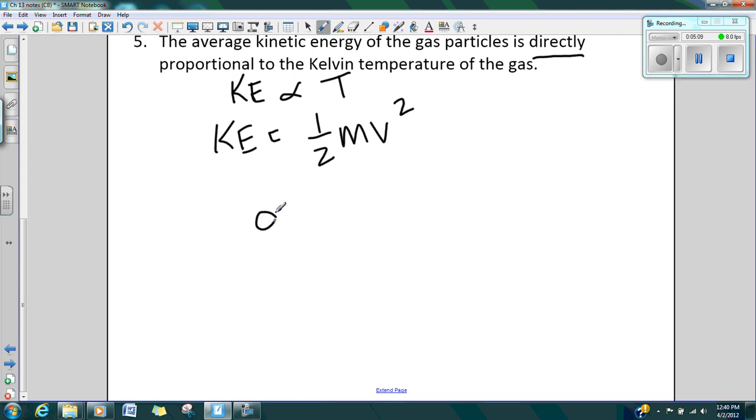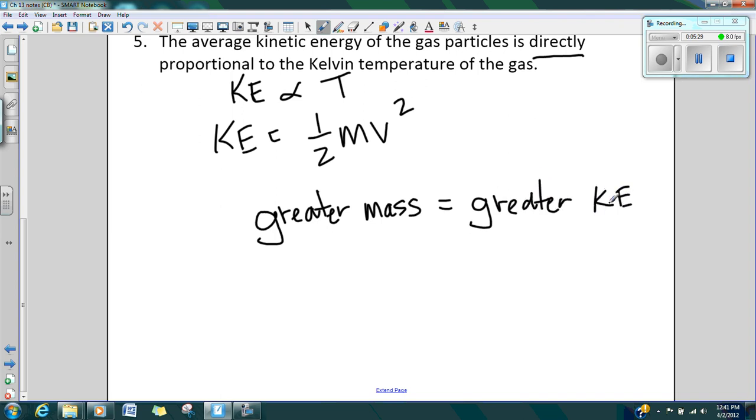So in general, you just need to know that the greater the mass, and we are talking about molar mass, so you can find its molecular weight on the periodic chart and add up all those different atoms that are there, is equal to, if I have greater mass, I'm also going to have greater kinetic energy. Okay, so this is kinetic molecular theory.